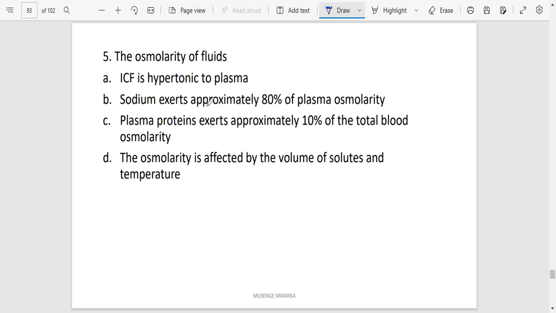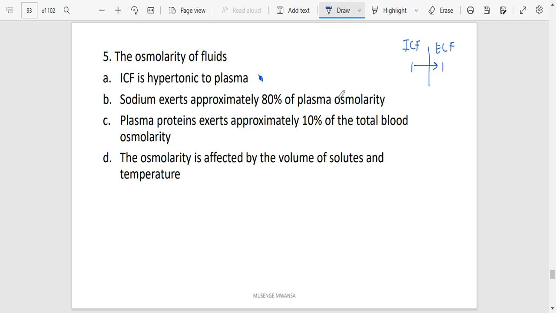The osmolarity of fluids. 1. ICF is hypertonic to plasma. Now we have the intracellular fluid here, the extracellular fluid there. Of course, in the extracellular fluid, that is where we find plasma. So the osmolarity inside the cell and outside the cell should be equal. Otherwise, there's going to be diffusion and the cell might swell or the plasma might lose volume. So I wouldn't choose this one because it's saying hypertonic.